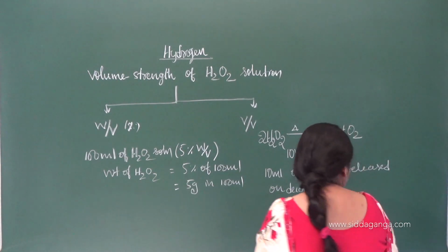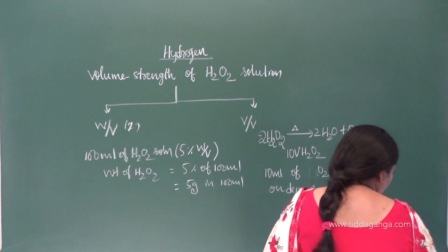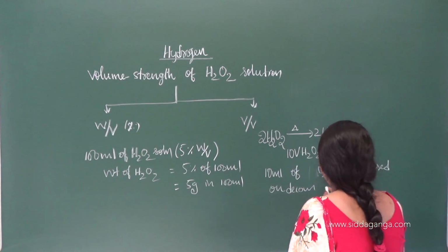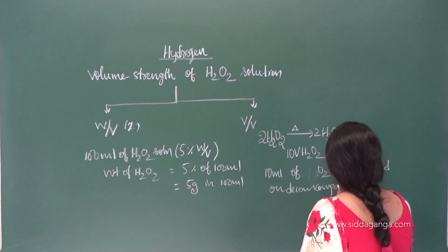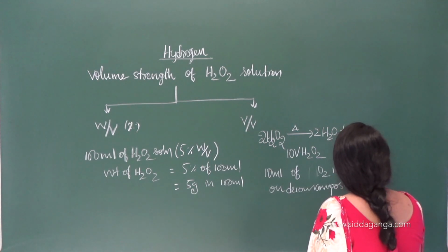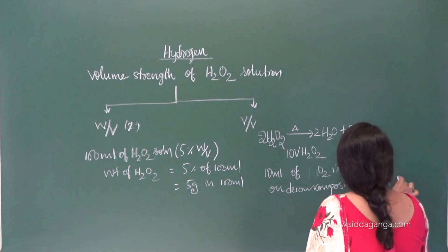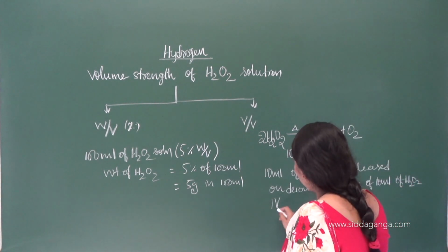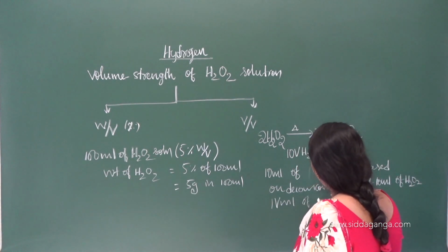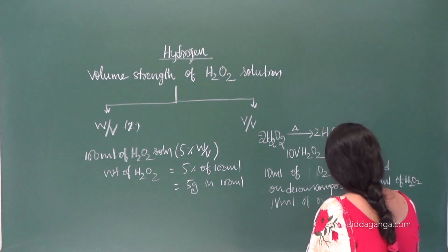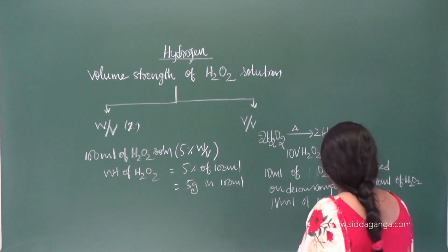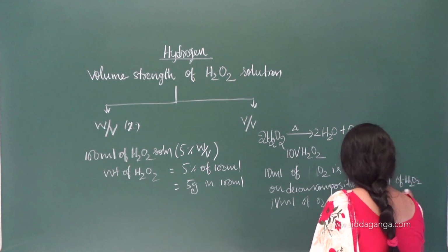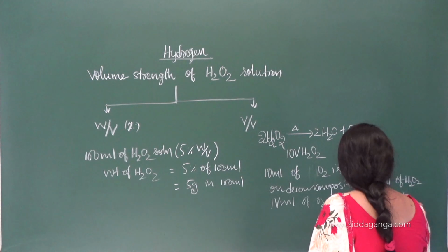decomposition of 10 ml of H2O2. So if they have given one volume, it means 1 ml of O2 is produced from 1 volume of H2O2, or you can say 1 ml of H2O2.